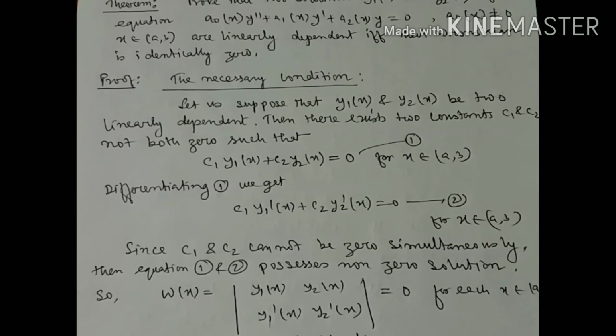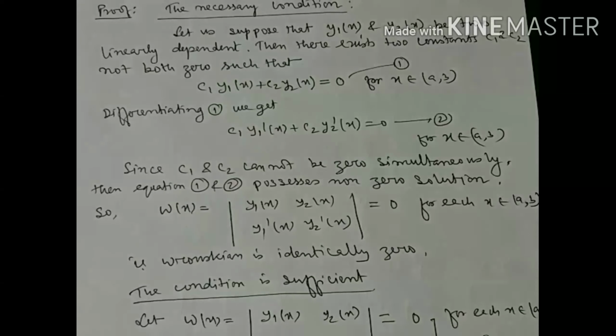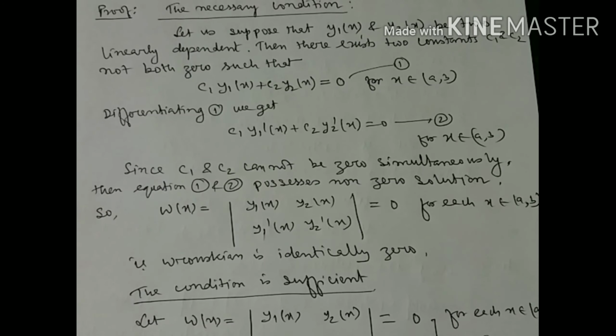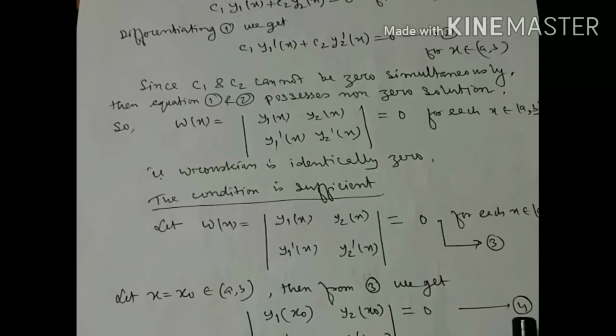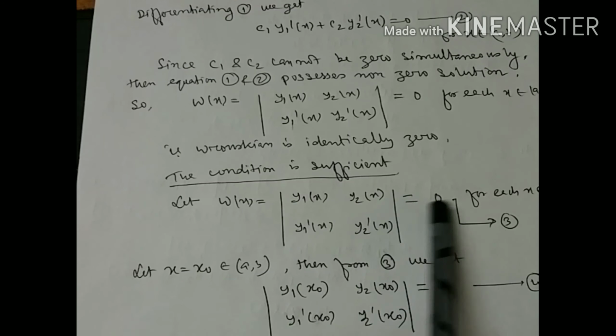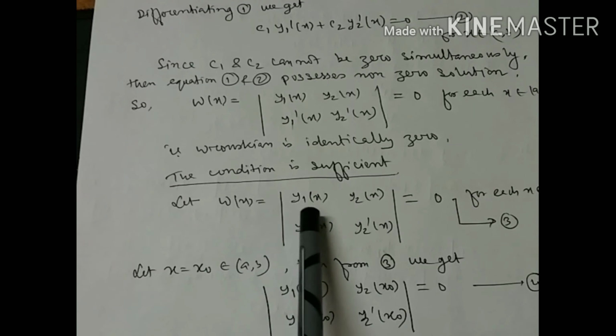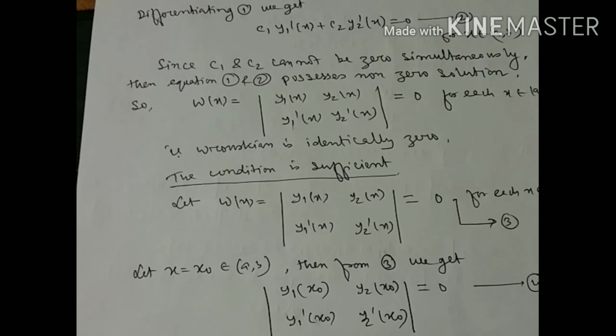So one part is over. First we supposed y1 and y2 are linearly dependent, and we already proved the Wronskian of these two functions is 0. Conversely, we have to prove that if the Wronskian of y1 and y2 equals 0, that is, W(x) equals the determinant of y1(x), y2(x), y1'(x), y2'(x) is 0, then what we have to prove?